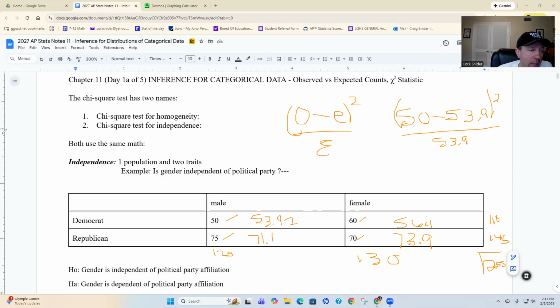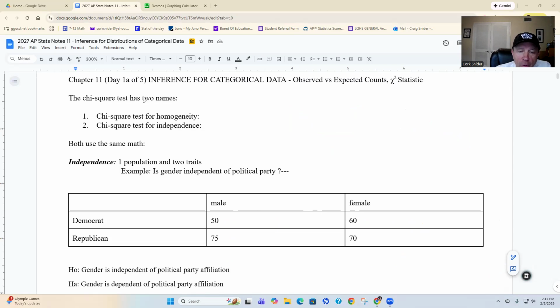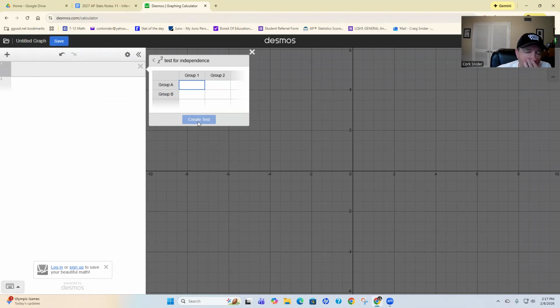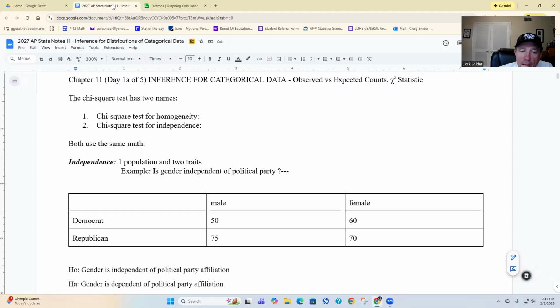Now let me clear all this. We're going to do this over and over, but what's cool is that on Desmos it's pretty easy to do. Let me go back to Desmos here. I'm going to go chi-square for independence. Yes, it says independence, but it could be either test. You're going to type in the numbers. So back to this: 50, 60, 75, 70.